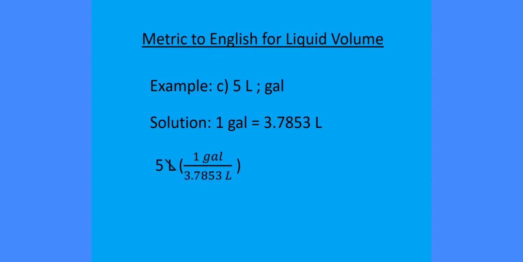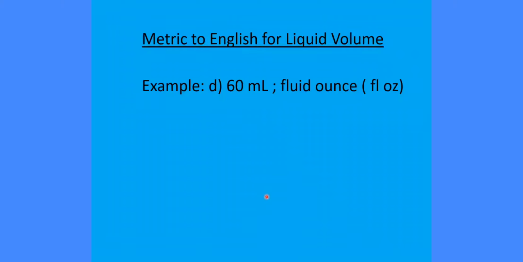Then the unit liters will be cancelled out. The unit remaining is gallon. Then we will multiply 5 and 1 over 3.7853. Then copy the remaining unit gallon. After multiplying 5 and 1, the product is divided by 3.7853. So this is the result, 1.321 gallons.